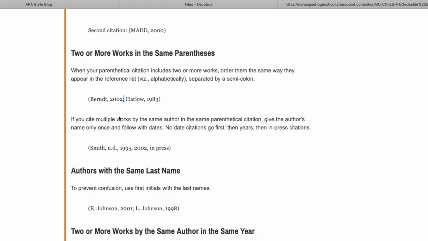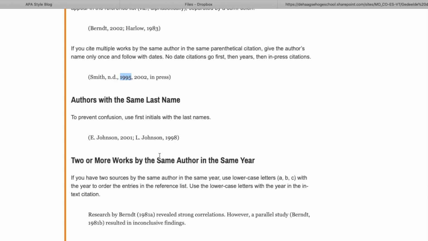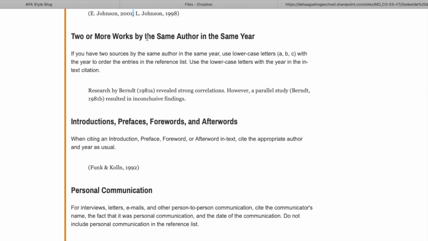Cool. If you have works cited by the same author, you can use commas to indicate the different years of their publications. If you come across authors with the same last name, easy peasy, just put their initial: E. Johnson, 2001, and L. Johnson, 1998. Look at how it's separated with that semicolon again. Beautiful. If you have the same author in the same year, this happens, all you have to do is put a letter, so research by Barnes, 1981a revealed, however, he conducted a parallel study, also 1981. So Barnes, 1981b.